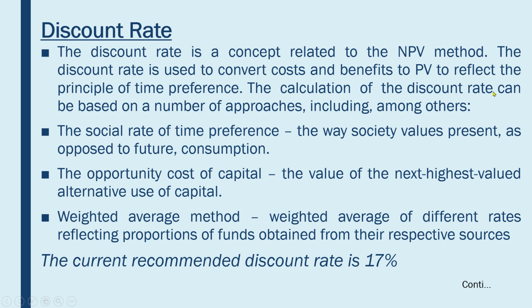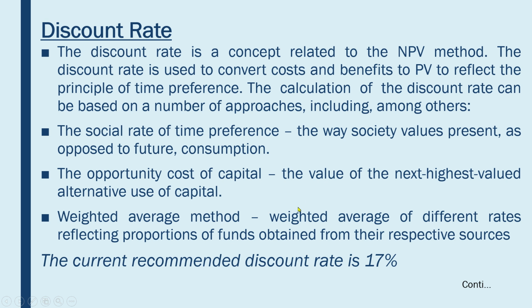The calculation of the discount rate can be based on a number of approaches, including, among others, the following: the social rate of time preference, the way society values present as opposed to future consumption. Very natural. Third, the opportunity cost of capital, the value of the next highest valued alternative use of capital. And the weighted average method, a weighted average of different rates reflecting proportions of funds obtained from their respective sources. So we will study it when we go to the Excel data sheet.